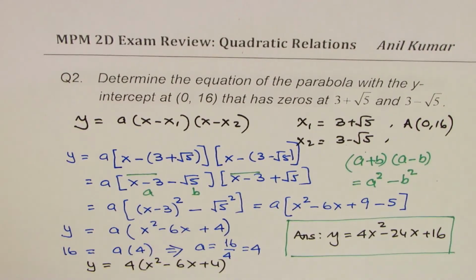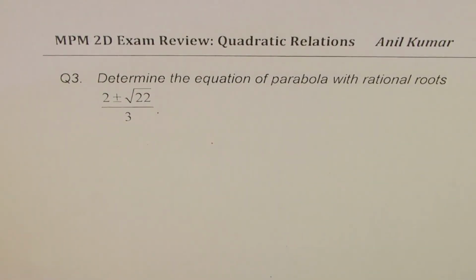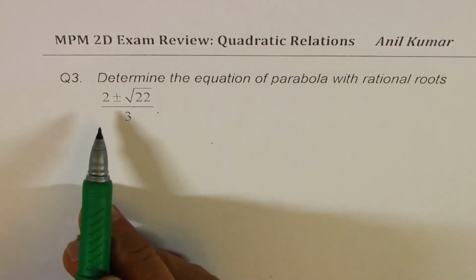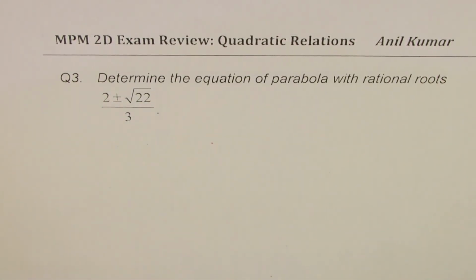Let's move on and take up the third example, which is to determine the equation of a parabola with rational roots. In question number 3, we are given rational roots as 2 plus minus square root of 22 divided by 3. I will actually use a different method to find the equation of the parabola. So that will give you 3 different ways of finding the equation from the given situation, right?